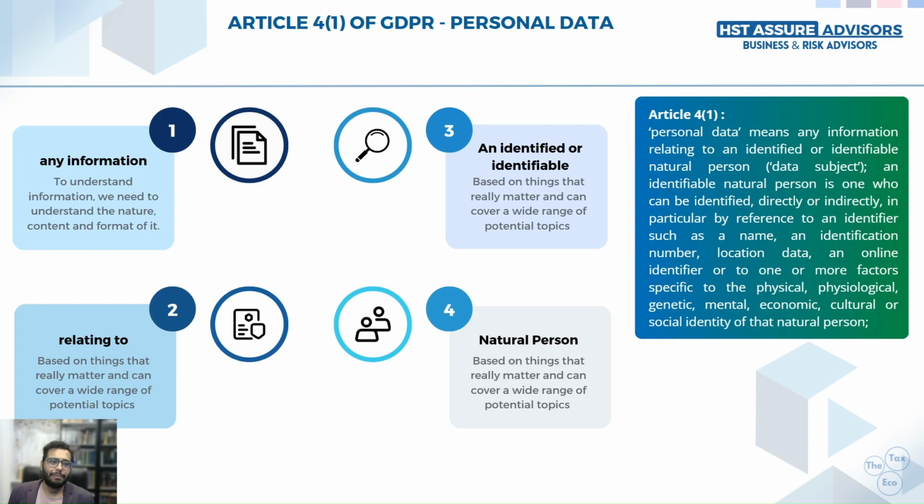Now there are four elements if we break down this definition. Number one, any information. Number two, relating to, the concept of relation. Number three, identified or identifiable, not necessarily already identified. And fourth is the natural person.